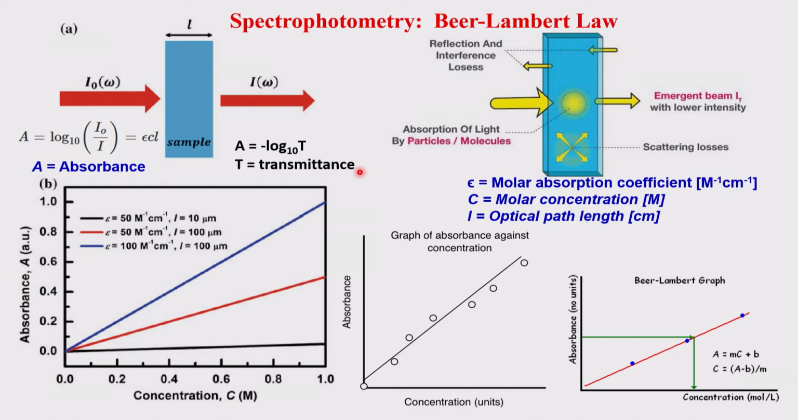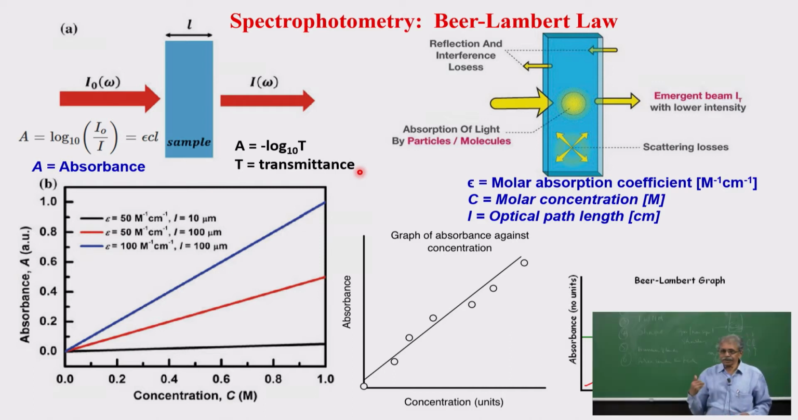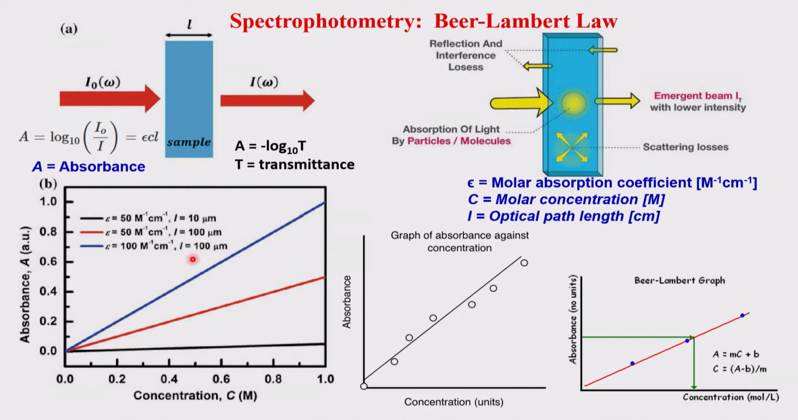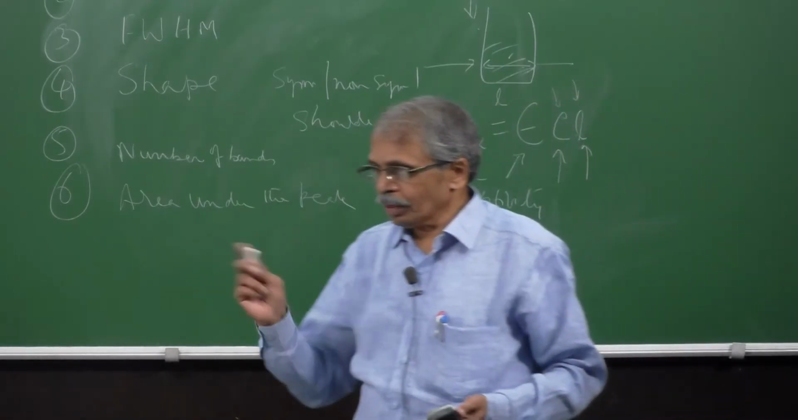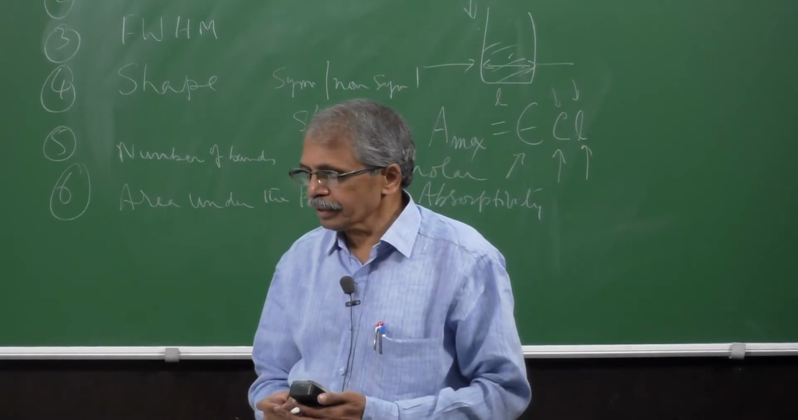So either you change the epsilon value. Epsilon value changing means what? Changing from one chromophore to the other, changing from one compound to the other. The x-axis C means what? The concentration of the same changing. The L means what? L is referring to your path length changing. So any of these, either you change the concentration or you change the L or you change the compound itself, your absorbance will be related to that.